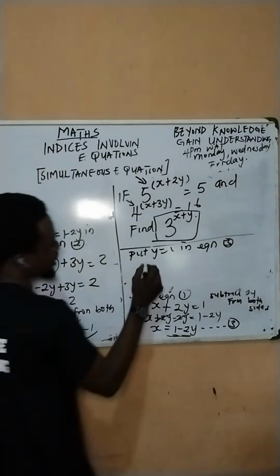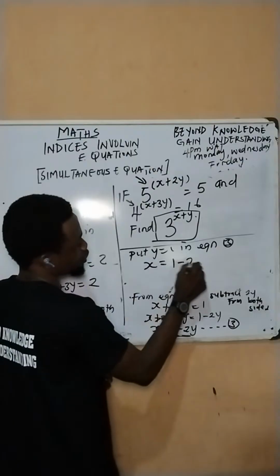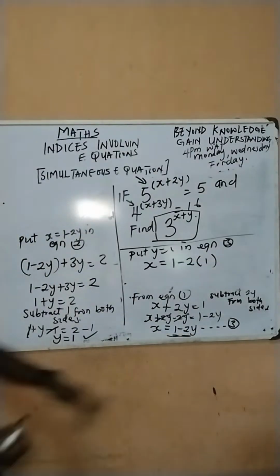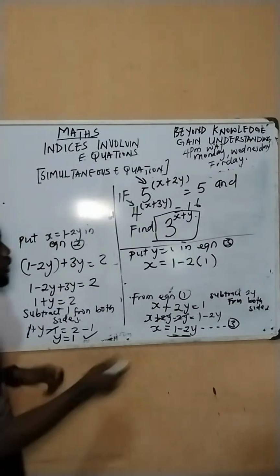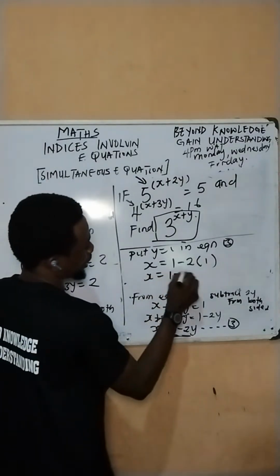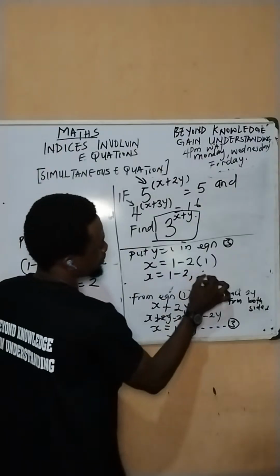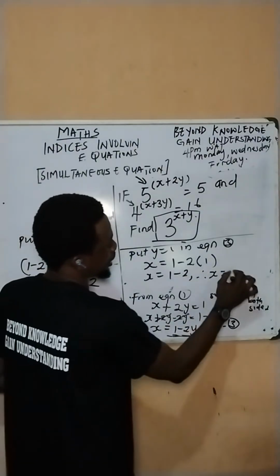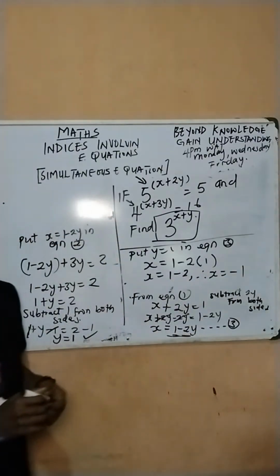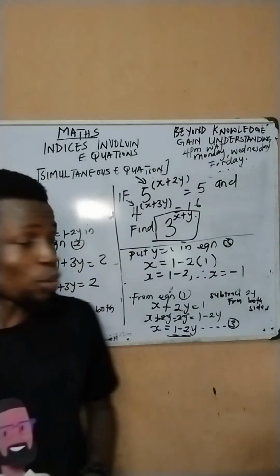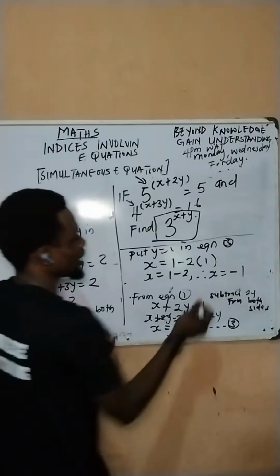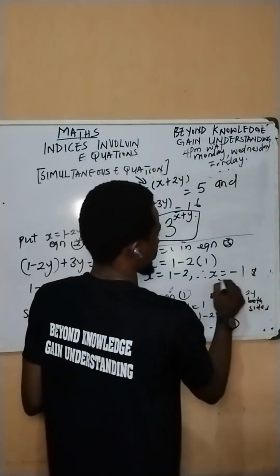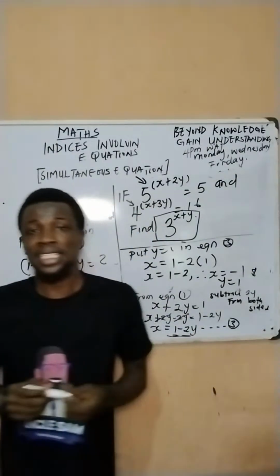So x will now be equal to 1 minus 2 open bracket 1. I just replace my y here with 1. So x equals 1 minus 2 times 1, which is 2. That means my x is equal to minus 1, because 1 minus 2 gives us minus 1. So we see that we still got the same values for x and y as we got using the elimination method.